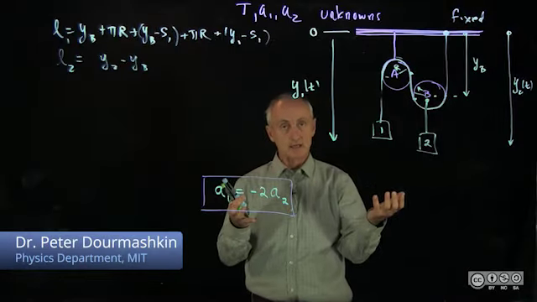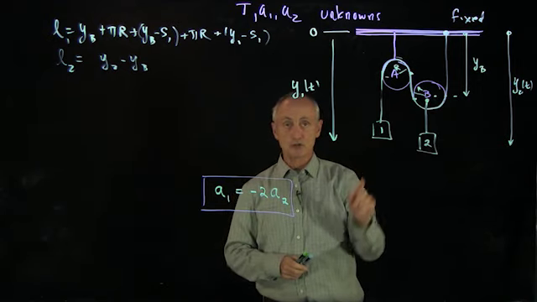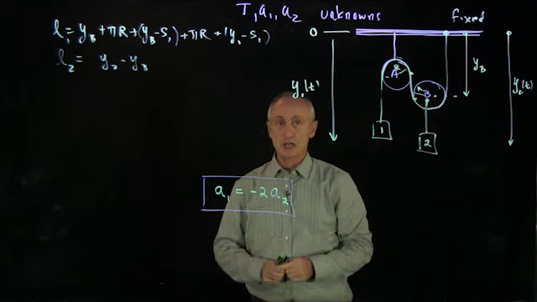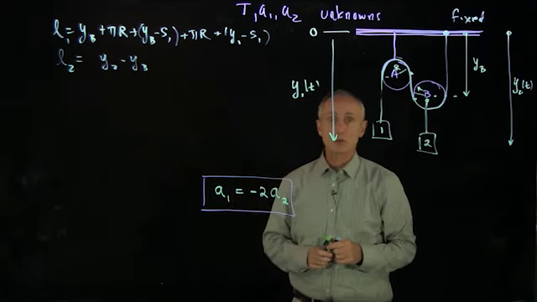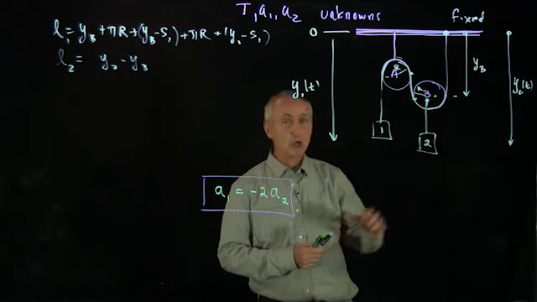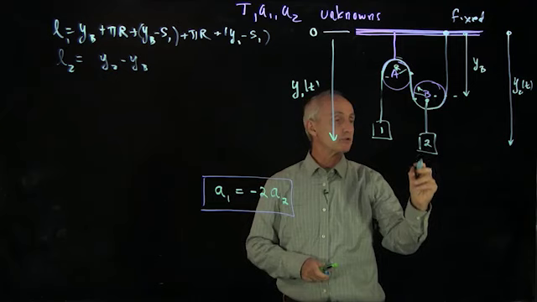When we did our analytic analysis of the constraint conditions between the accelerations of objects 1 and 2, we came up with a condition that a1 was equal to minus 2a2. Now let's do something which we call a virtual displacement argument. Suppose that b and 2 move down a certain amount.